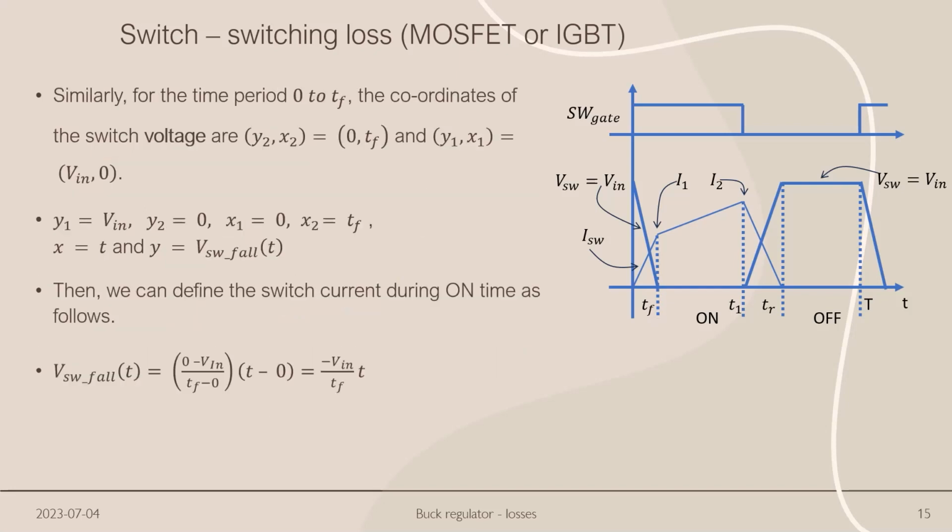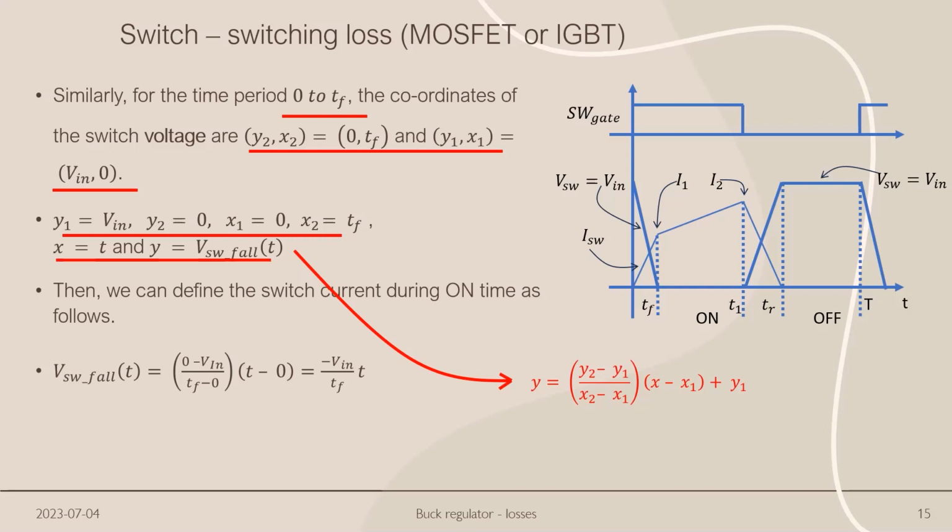Let us now look at the switch voltage. For the time period 0 to Tf, the coordinates of the switch voltage are (x2, y2) equal to (Tf, 0) and (x1, y1) equal to (0, Vin). This means y1 is equal to Vin, y2 is equal to 0, x1 is equal to 0, x2 is equal to Tf, x is equal to T, y is equal to switch voltage. Let us now substitute this value in the straight line equation. We get the falling voltage of a switch as minus Vin by Tf into T.